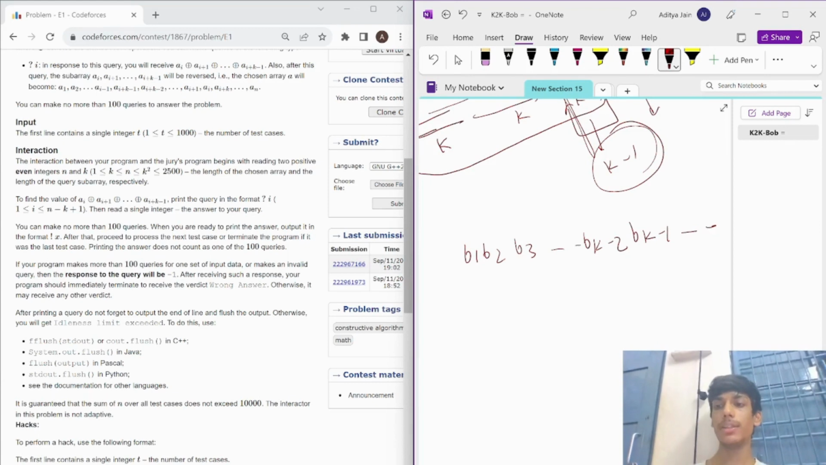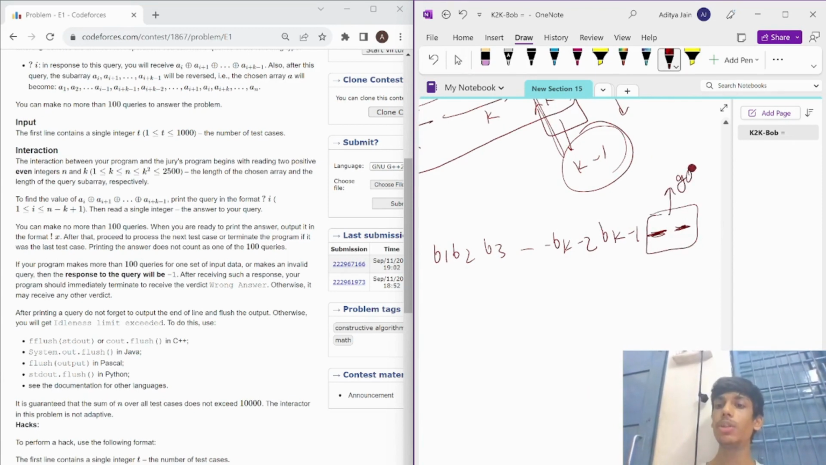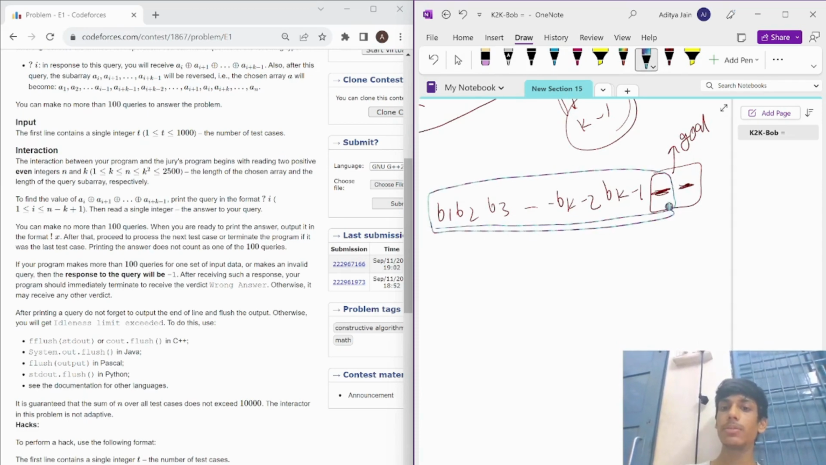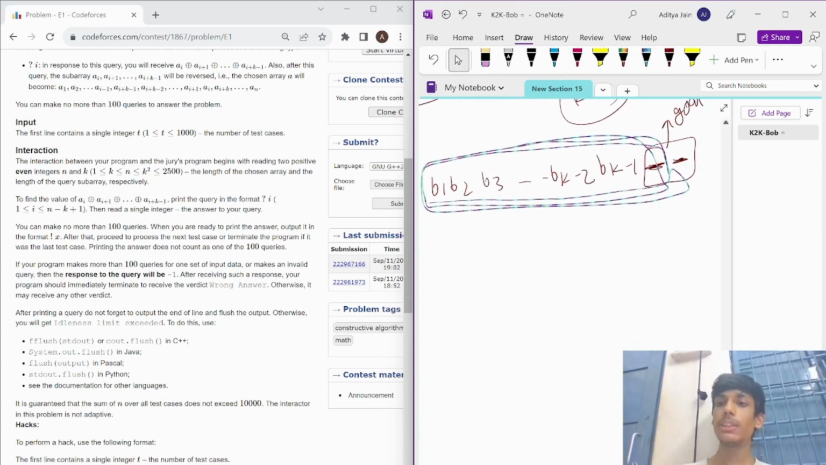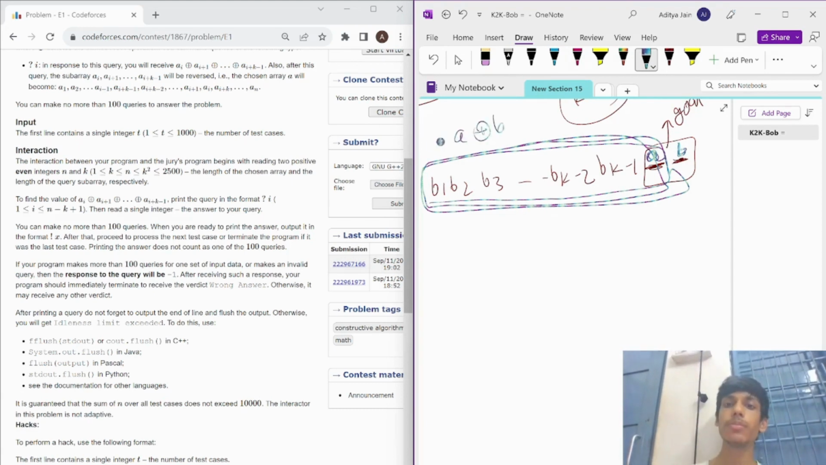Now you have two numbers. You want to find the XOR of these two numbers. This is our goal. How will you do that? First of all, suppose these numbers are A and B. Our purpose is to calculate A XOR B. This is what we want.